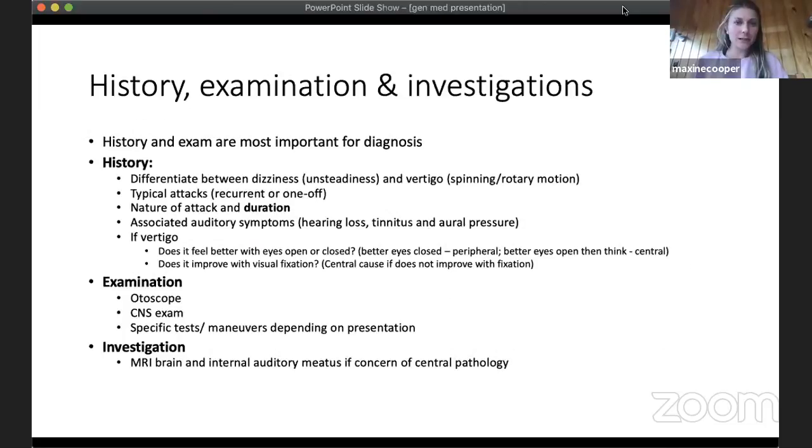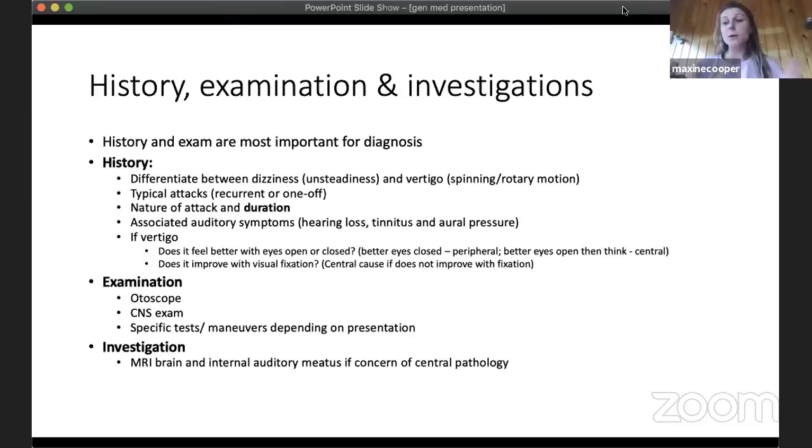So just quickly, in terms of history and exam and investigation, I've listed some stuff there. Obviously, there's lots more that I've missed, but some things that I think are really important. So first and foremost, when they're saying they're feeling dizzy or lightheaded, is the room spinning? So is it this vertigo? Is it rotating around them? Or are they just feeling lightheaded and dizzy? Because there's a big difference between your differentials between the two.